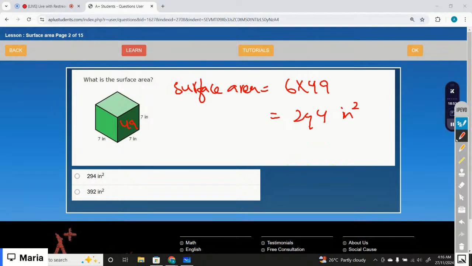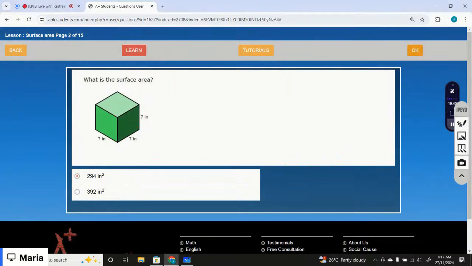Option number 1 is the correct option. That is 294 inches square.